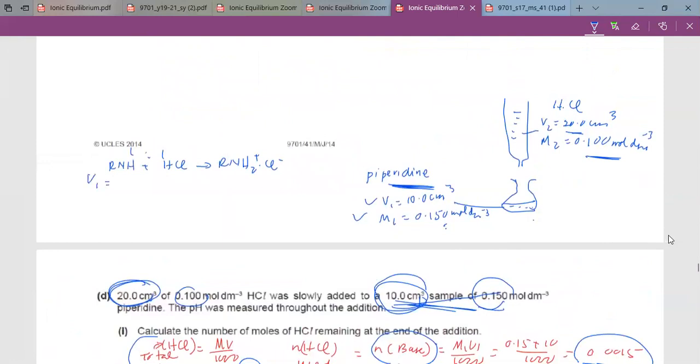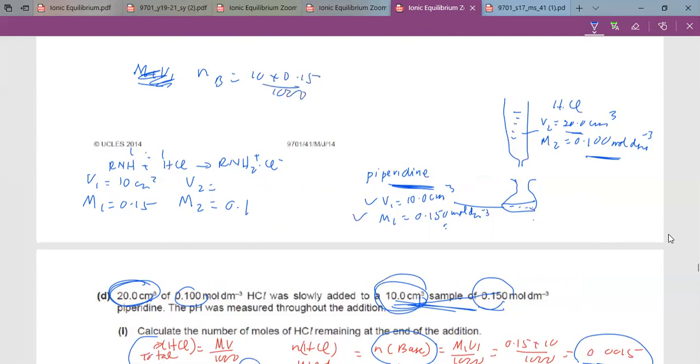V1 is equal to how much? Added here 10 cm cube. M1 equals how much? 0.15. M2, how much is it? 0.1. So what is V2? You can use the old method, M1V1. The number of moles of base is equal to 10 times 0.15 over 1000.